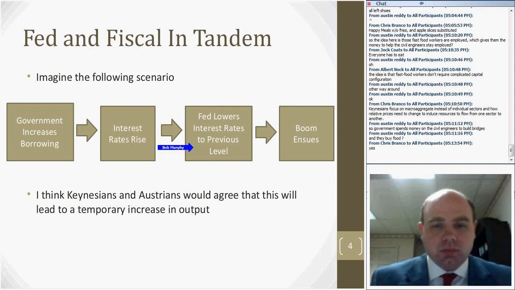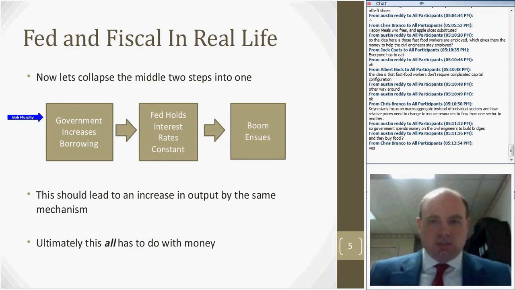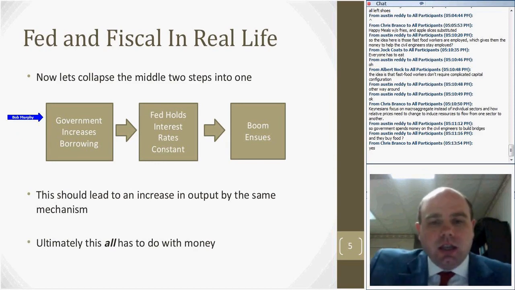And then he says, well, we can just cut out these middle two things for simplicity. And that's what led him to this chart. So he said, okay, the government increases borrowing, and so it's increasing the spending. The Fed holds interest rates constant and then the boom ensues. Okay. So let's step back from it. Why does he think that's proving tonight's resolution?